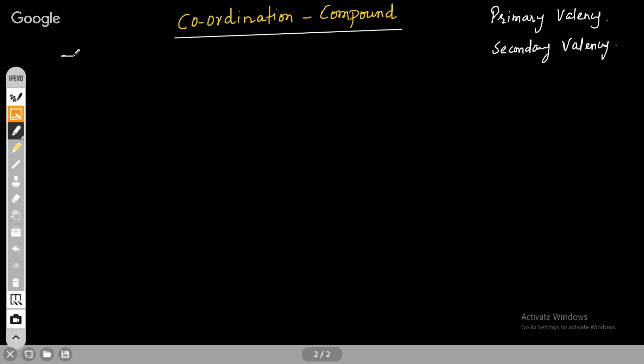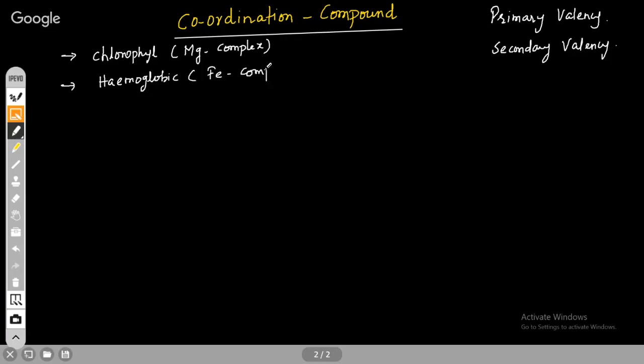First of all, if I give you some examples, like chlorophyll found in plants. This chlorophyll is a complex of magnesium, Mg complex. If you talk about hemoglobin, these are the complex of iron, iron complex, which is very useful. Blood hemoglobin is found in blood. Chlorophyll is found in plants, a magnesium complex. So with all these examples, you can see this has a huge application in our day-to-day life also.